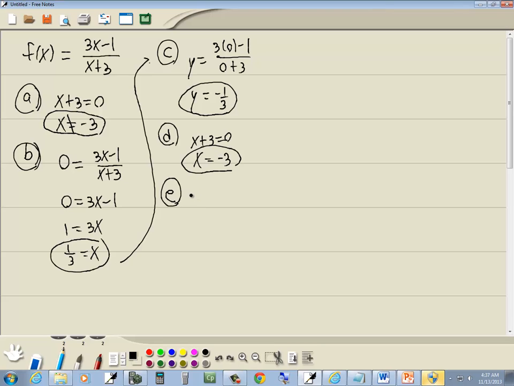Now e, horizontal asymptote. Take a look at the degree of the top and the degree of the bottom. 3x minus 1, the degree of that is 1. x plus 3, the degree of that is 1. When the degrees are the same, you take the numbers off the front of the x to the largest power. Well, there's a 3 in front of this x, and down here there's an invisible 1 before this x. So we've got y is equal to 3 over 1, or y is equal to 3.